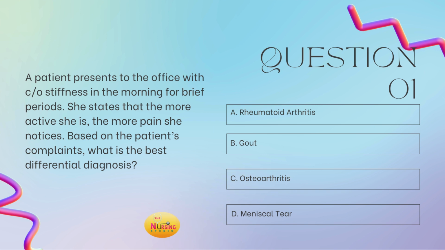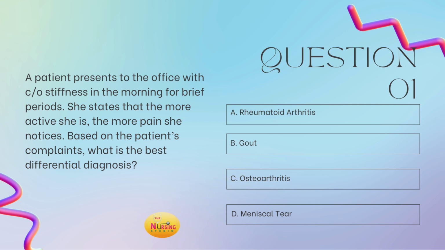So, as I always tell you, know those key terms, identifiers, descriptions. Make sure you know it. When I say this, you say that. That's my little way of telling you. But one thing that's a key, I should say, right here is stiffness in the morning for brief periods. That's classic for osteoarthritis, right? And then the more active she is, the more pain she notices.